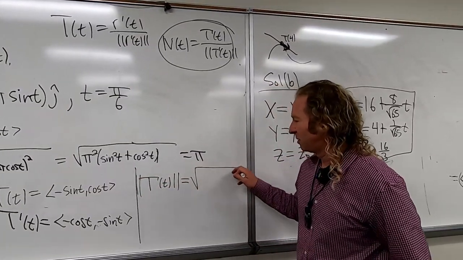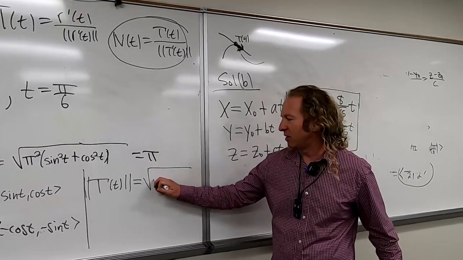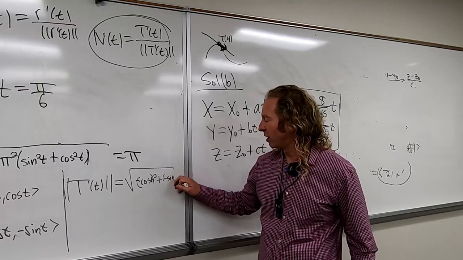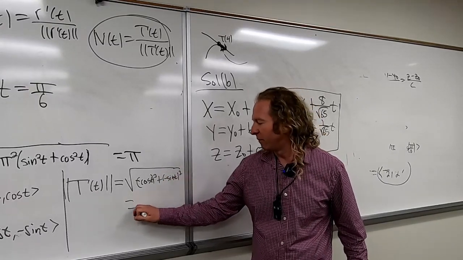Oh, but that's easy. That's just going to be 1, right? Because it's this squared plus this squared. That's just 1.